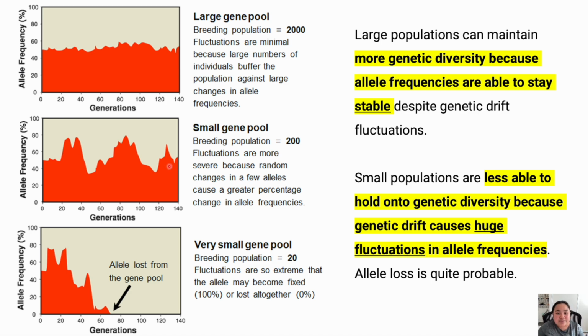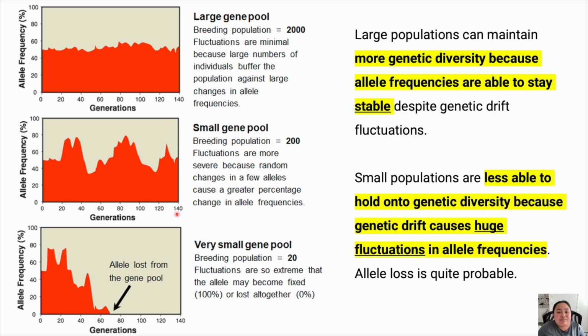When populations are small, any random changes to allele frequencies tend to have a larger proportional effect. In this example, we can see that in a smaller breeding population of 200, changes in allele frequencies tend to have more severe fluctuations on this graph. But overall, the trend line could still be quite stable.